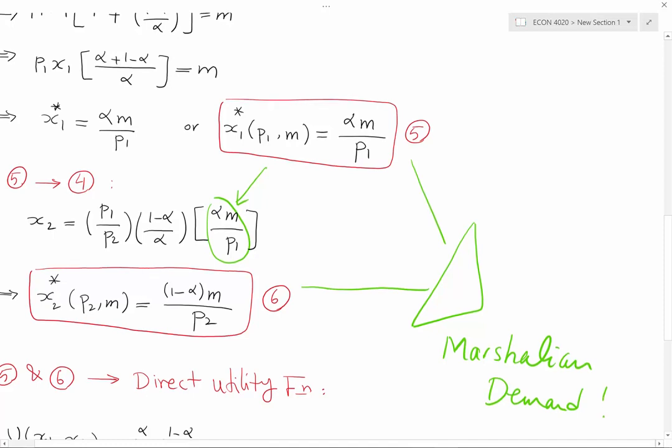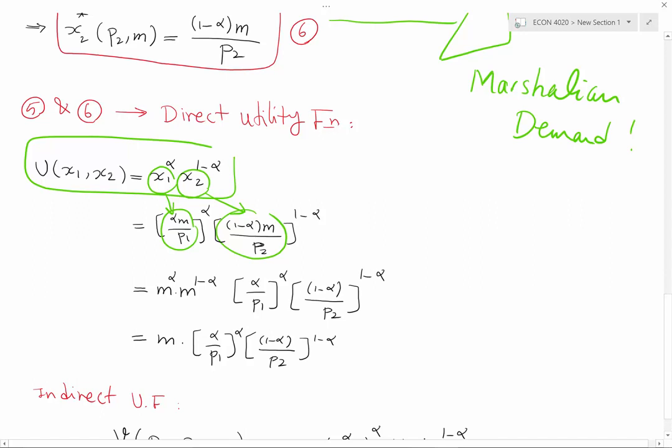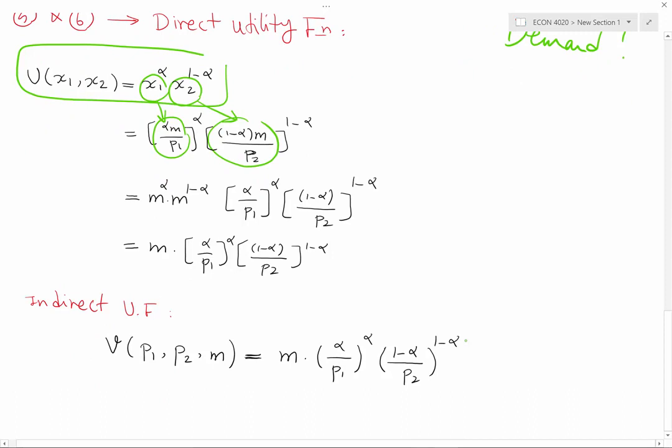So if we substitute the Marshallian demand into the direct utility function, so here is my direct utility function. If I substitute Marshallian demand for good 1 and Marshallian demand for good 2 here, see here the good 1 here and good 2 here, we can get the indirect utility function. So here is the indirect utility function. We show the indirect utility function with the notation v as a function of p1, p2, and m.